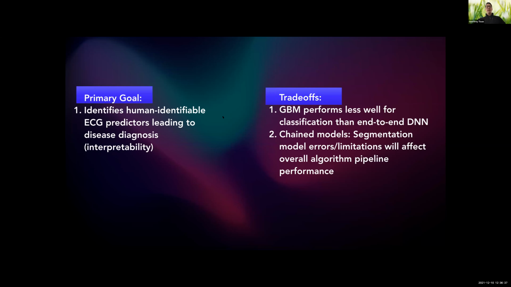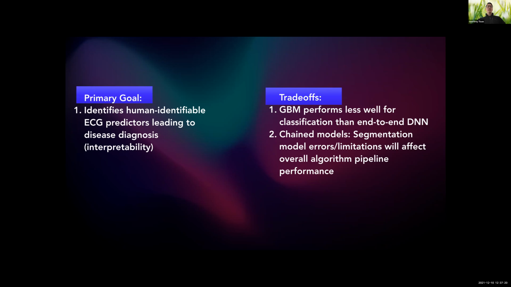And so I'll return now to this idea of setting a primary goal. Our primary goal with this analysis was the interpretability piece, identifying human identifiable predictors. The trade-offs of our design decisions were the following: the GBM performs less well than an end-to-end neural network for the prediction task. And this has been borne out, as we also have end-to-end neural network pipelines, and they do better in raw performance. The second trade-off is that the chain model approach means that the errors will be propagated down the pipeline. And so the performance of the first segmentation model then becomes very important.